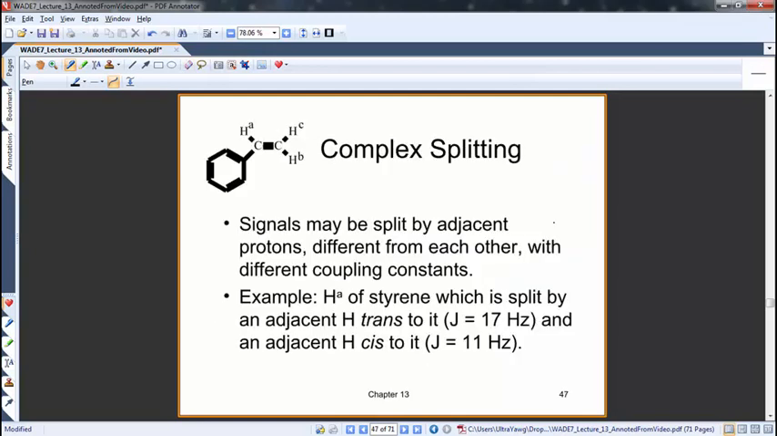All right, so we're not going to worry too much about complex splitting in here. I'll just go over it really quick. This is an ugly structure, so let me just redraw it. All right, suppose I was talking about the monomer styrene. All right, now you have actually two things going on.